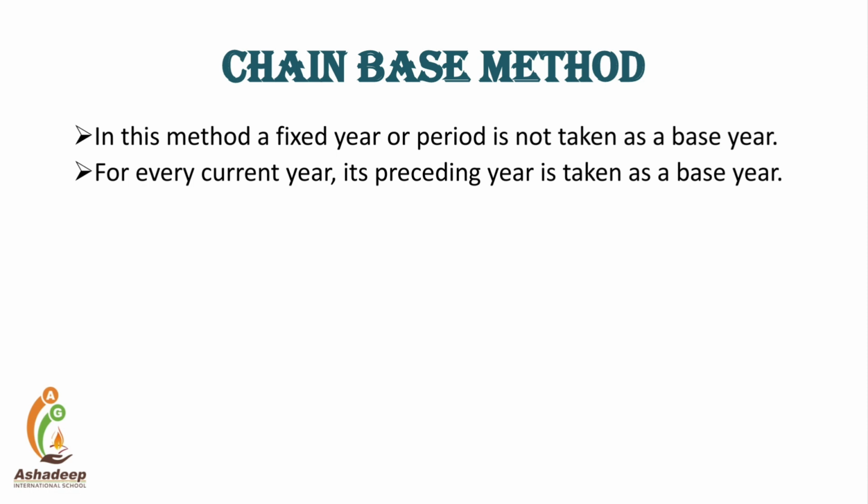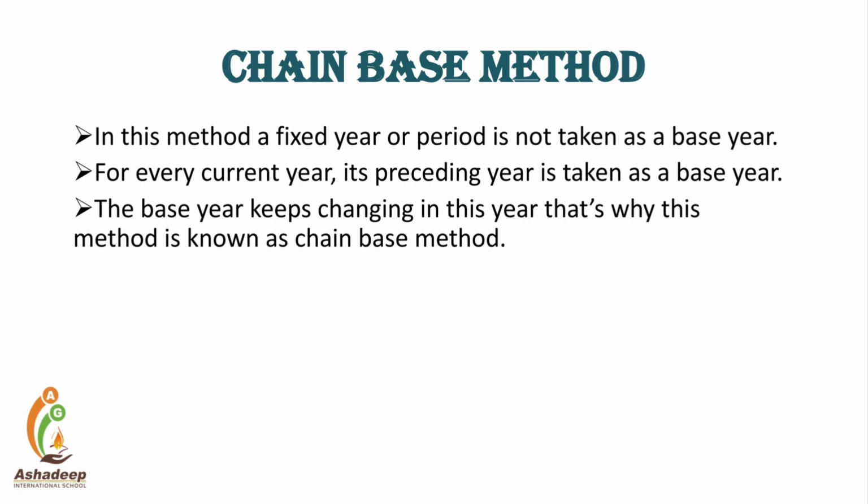If we are finding the index number for 2020, in that case 2019 will become your base year. If we are finding the index number for 2019, in that case the value of 2018 becomes your base value. So in this way we can find the base year. The base year keeps changing. That's why this method is known as the chain based method.